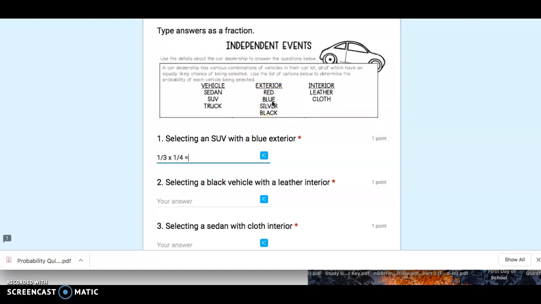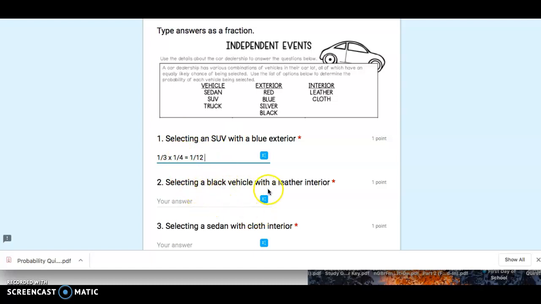So in all, the probability of picking an SUV with a blue exterior, when you multiply the 1/3 chance of getting an SUV by the 1/4 chance of getting a blue exterior, is 1/12. 1/3 times 1/4 is 1/12. All right, let's do one more together.